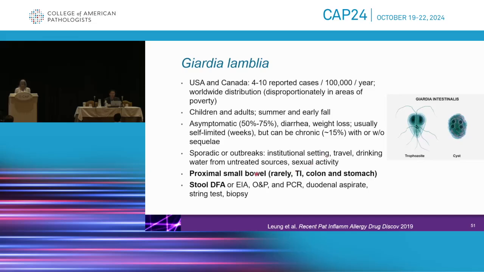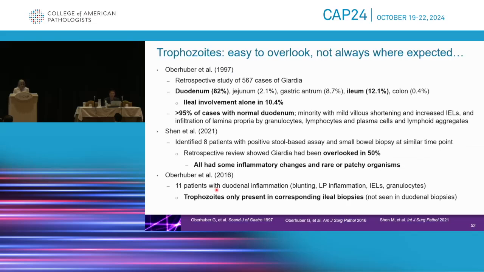So what we all know is that these are most common in the proximal small bowel, but more rarely they can be seen in the terminal ileum, colon, and stomach. And the preferred way of making this diagnosis, if it's thought about before it comes to us, is actually on a stool direct fluorescent antibody test or an enzyme immunoassay, which are quite good at making this diagnosis. And so the case we just looked at really exhibits something about this disease, which is that it's easy to overlook and not always where expected.